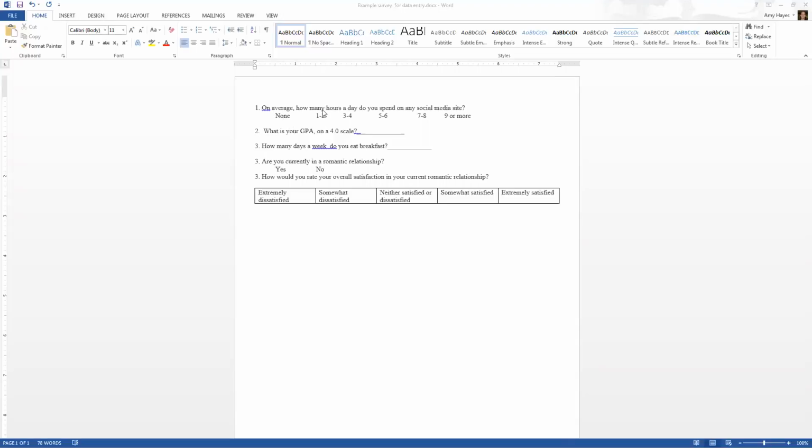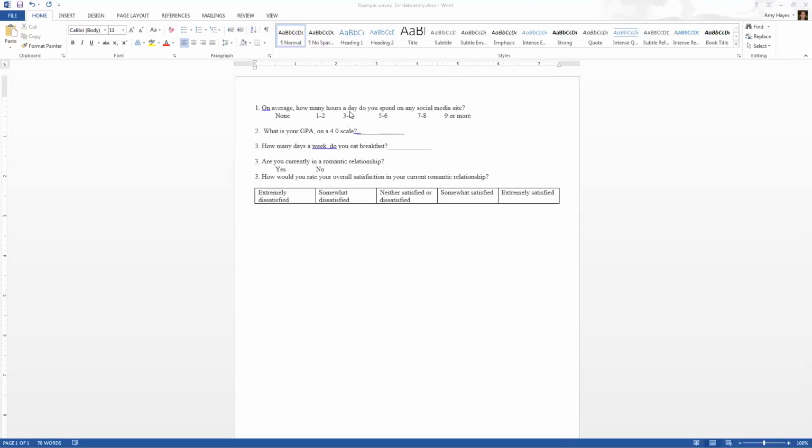On average, how many hours a day do you spend on any social media site? And the way that the person set up this question is sort of using bins of hours. So if somebody circles this one, that means they spend no hours a day. If someone circles that one, that means they spend between 1 and 2. On this one, they spend between 3 and 4.